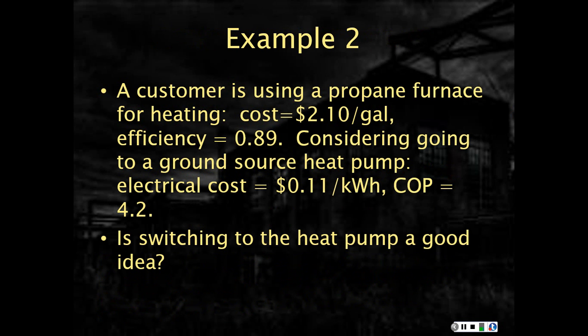We have another example, example 2. In this case, a customer is using a propane furnace for heating at a cost of $2.10 per gallon of propane. The efficiency of the current system is 0.89, and this particular customer is considering going to a ground source heat pump. Now, currently the electrical costs are 11 cents per kWh, and we have a COP of this ground source heat pump of 4.2. Is switching to the heat pump a good idea? So that's the second form of the question we have.